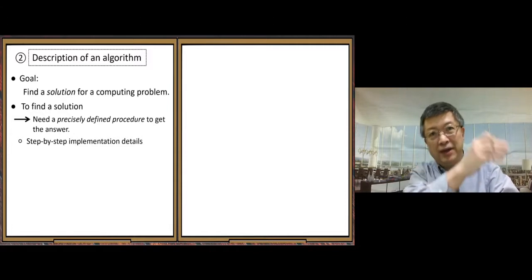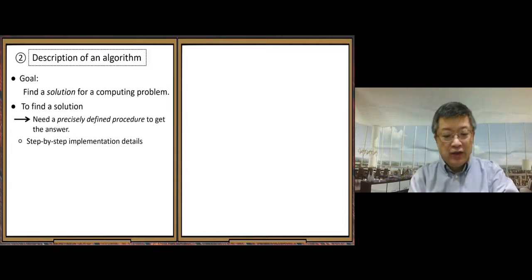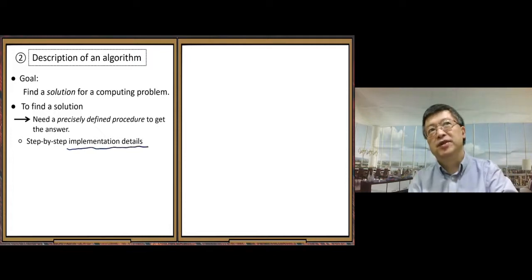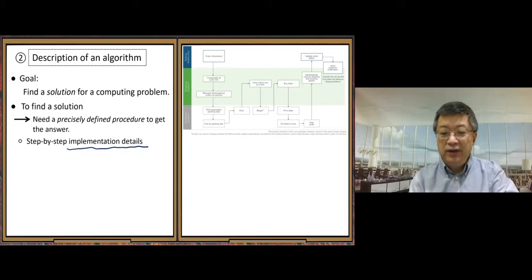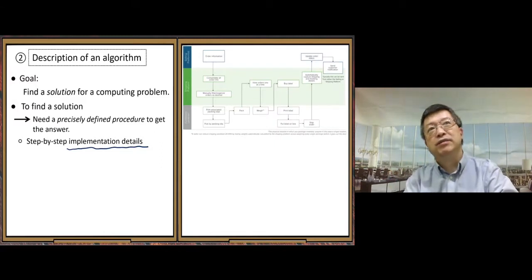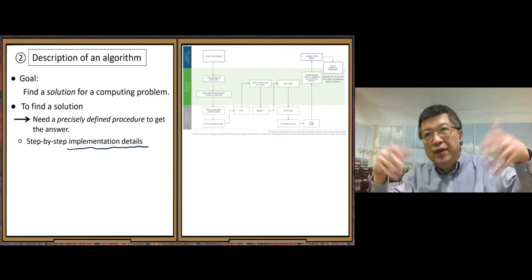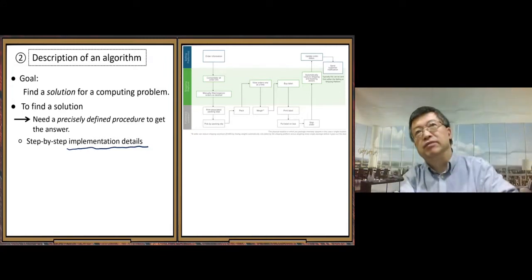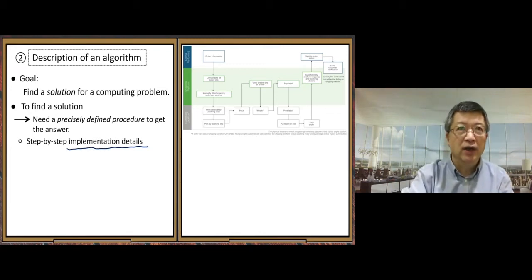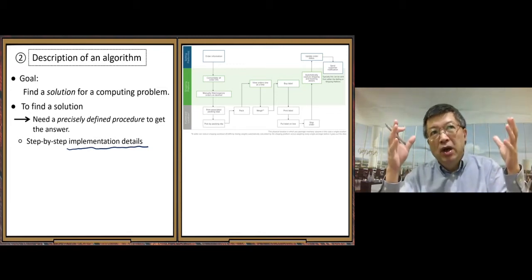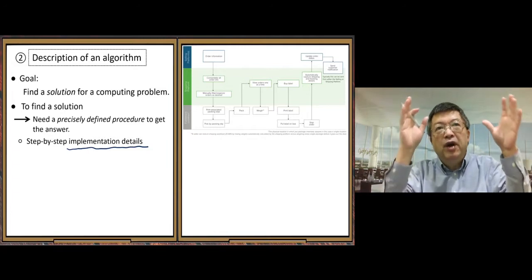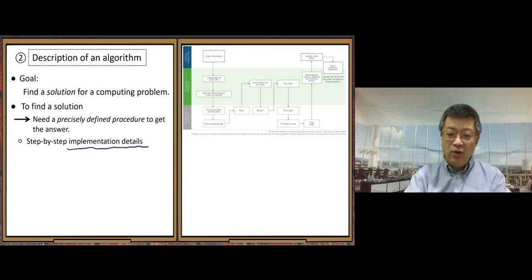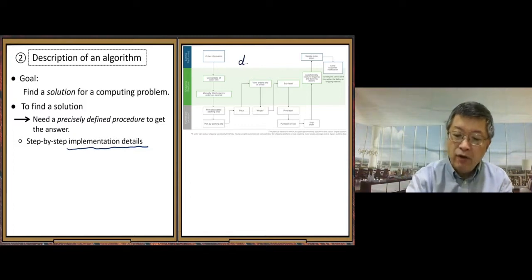So we want to see that a little more. We need to look at the implementation details step by step. Here, there is a simple diagram. So usually we describe the step-by-step procedure using this kind of diagram or flowchart, to give us some overall view of the whole solution. So that's the design part. So we use this diagram for our design.